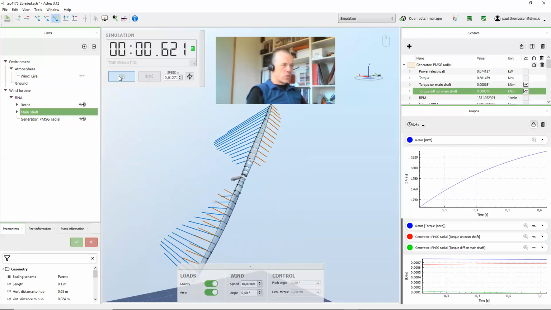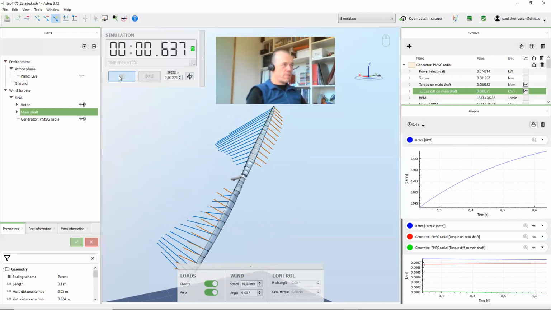Okay, that was it about the torque diff on main shaft sensor.